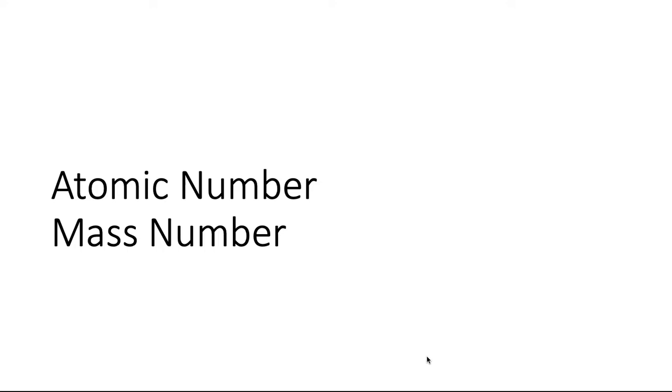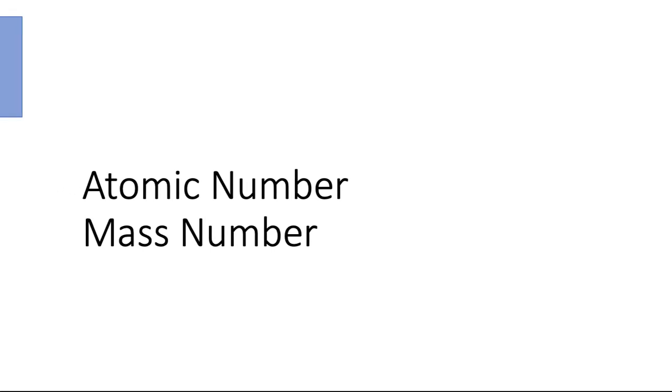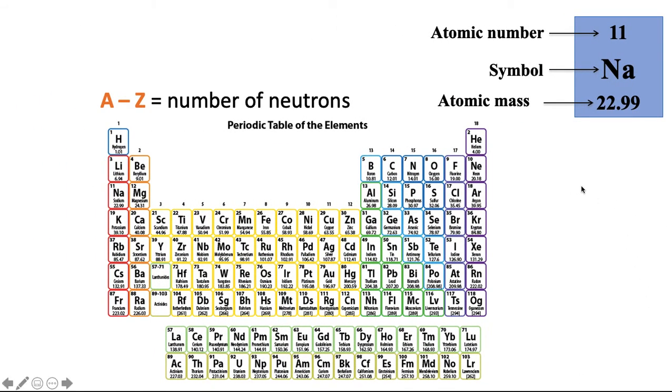This is part 2 of the lecture on chapter 2. We will talk about the atomic number and the mass number, two very important things when we talk about elements in the periodic table. So let's take a look at a modern periodic table and what it looks like.